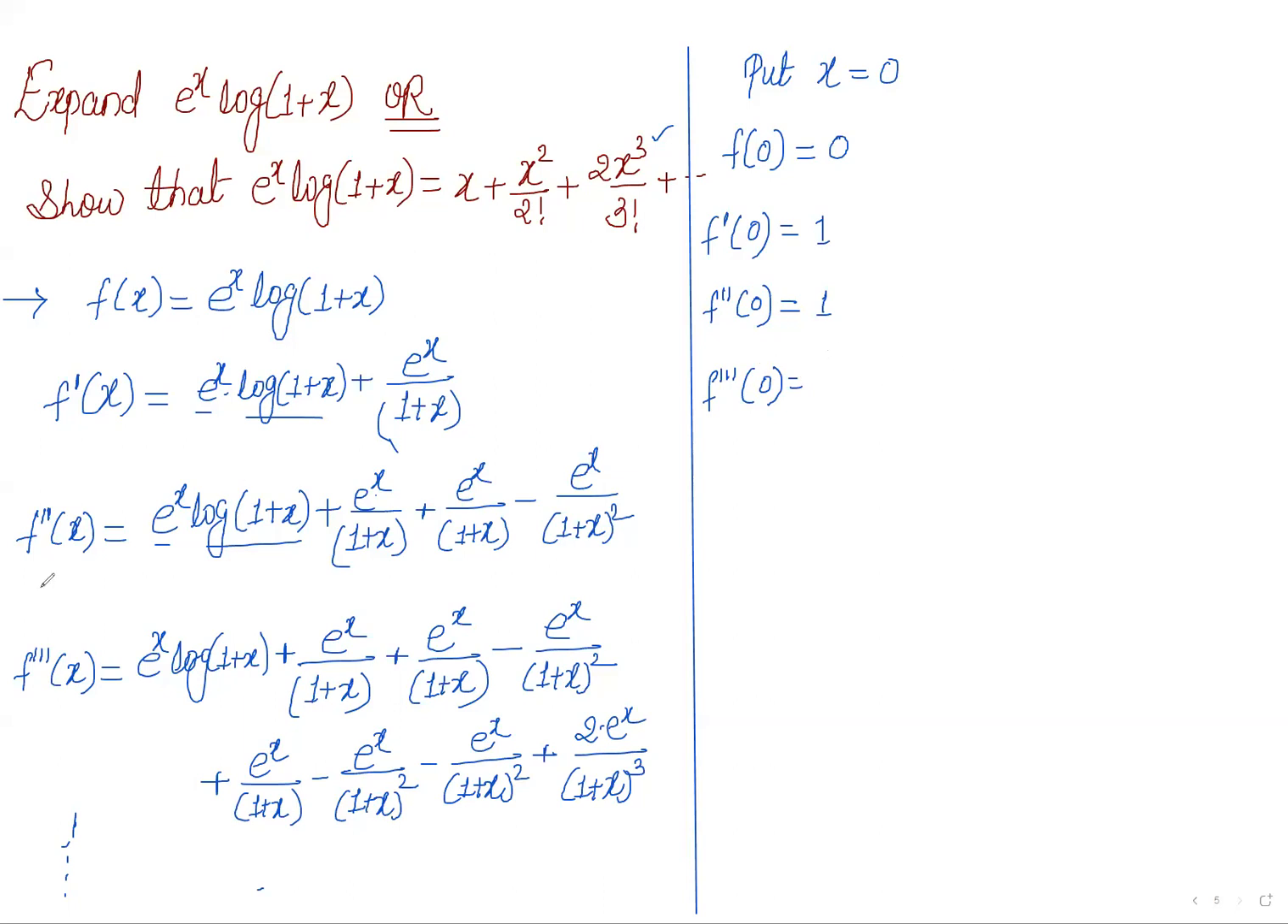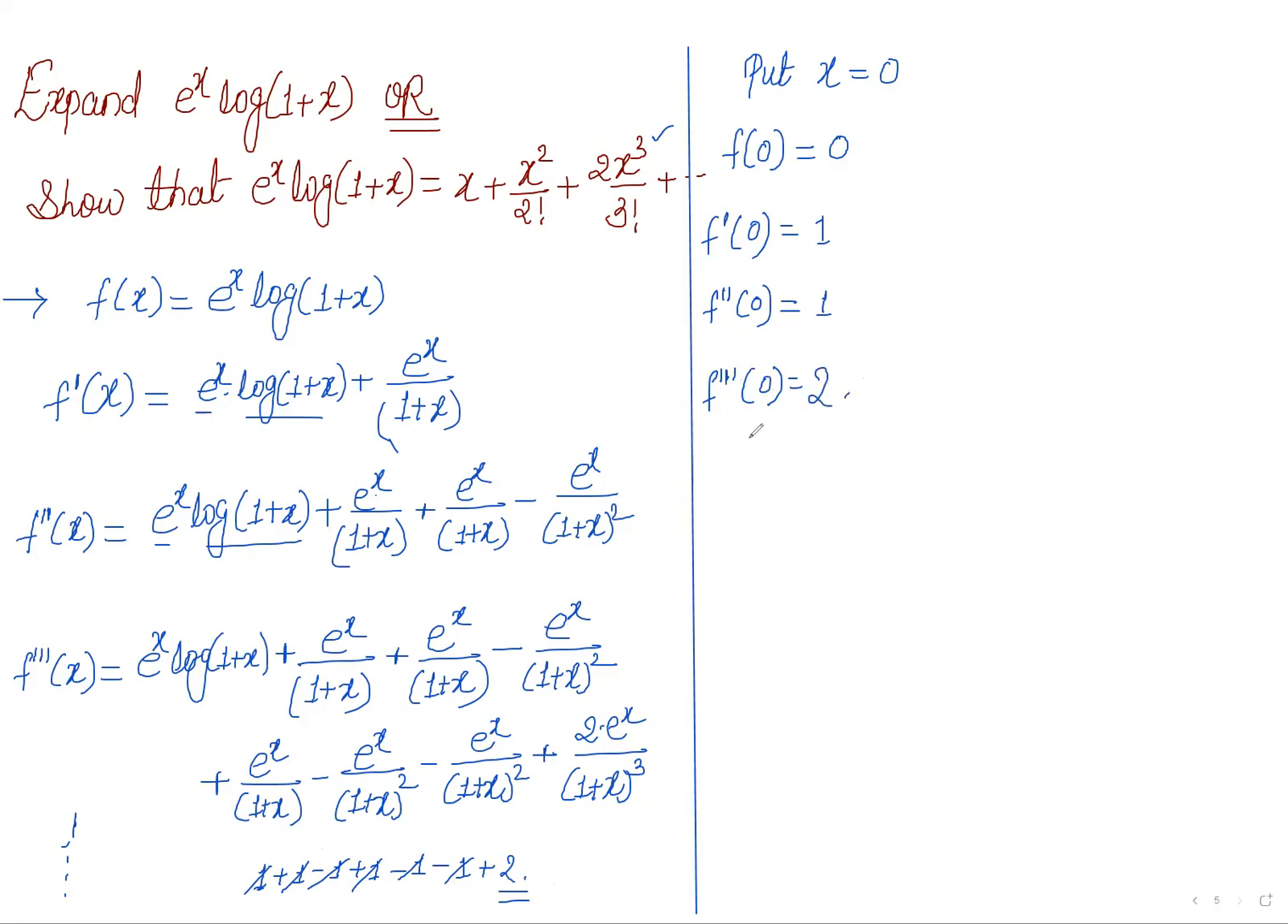The third derivative at 0: look here, the first term is 0, the second term 1, the third term 1, so 1 plus 1 is 2, minus 1, plus 1, minus 1, minus 1, plus 2. Here these two cancel, and these two cancel, and what remains is 2. So the third derivative at 0 is equal to 2.